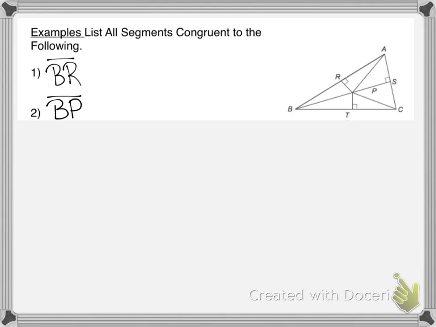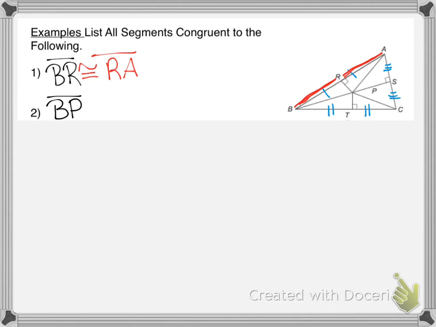I'm going to list all the segments that are congruent to the following. So here, what we need to know is that we've got perpendicular bisectors. So knowing that, I'm going to list all the segments that are congruent to the given one. The first one is BR. So here is BR. It is congruent to RA. Remember that perpendicular bisectors bisect a segment. So BR is congruent to RA. Not RS, RA.